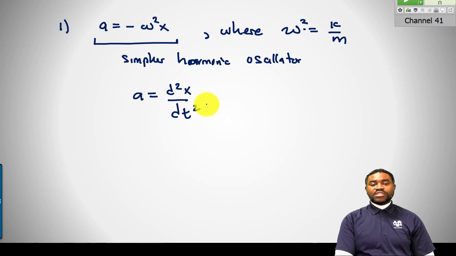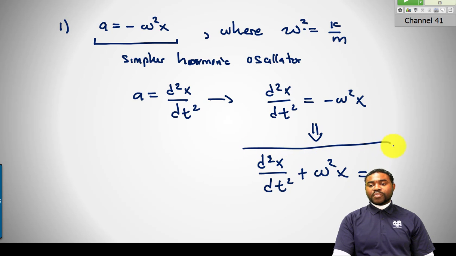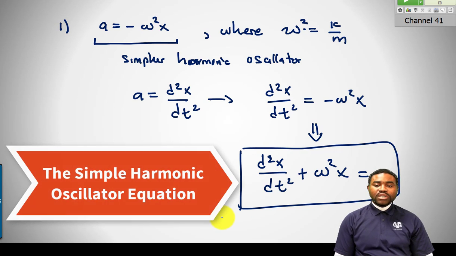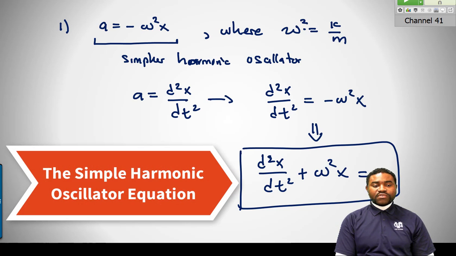Now the second differential equation that governs this expression: A is equal to d2x over dt squared, which implies that d2x over dt squared is equal to negative omega squared x. In other words, d2x over dt squared plus omega squared x is equal to 0. This is a second order differential equation, and this equation is what we call the simple harmonic oscillator equation. Write that down, please.